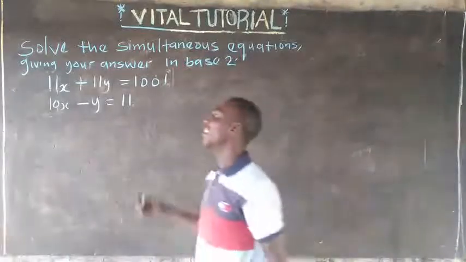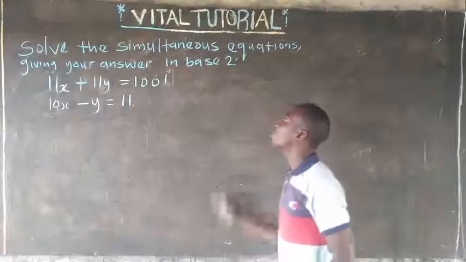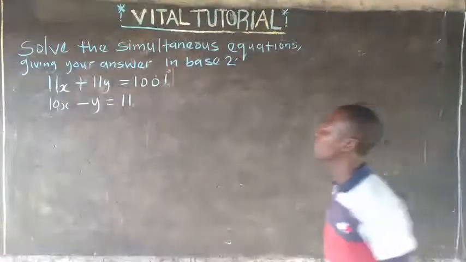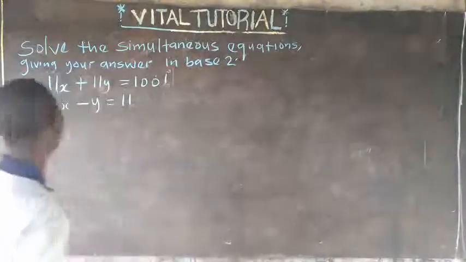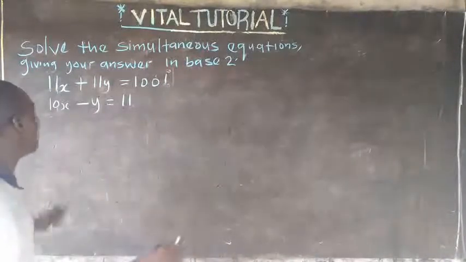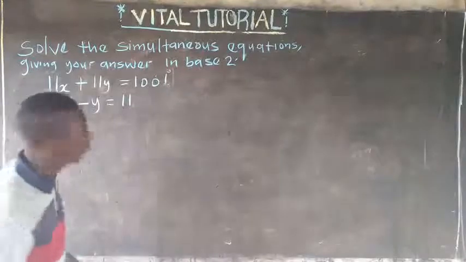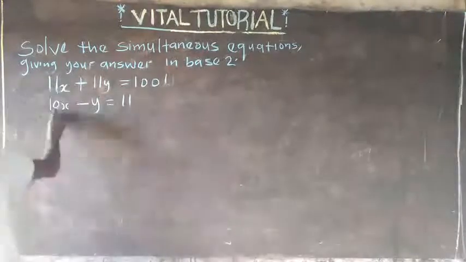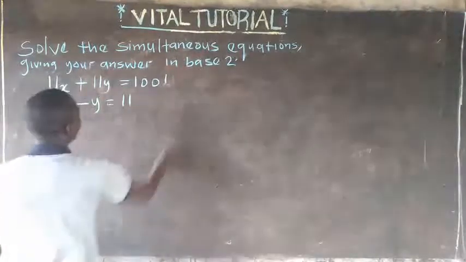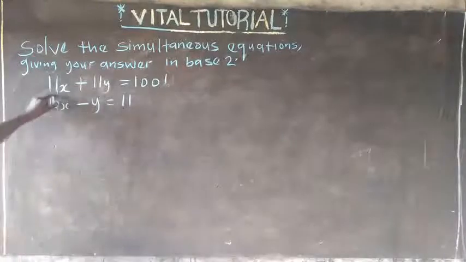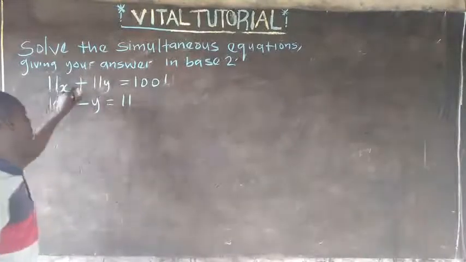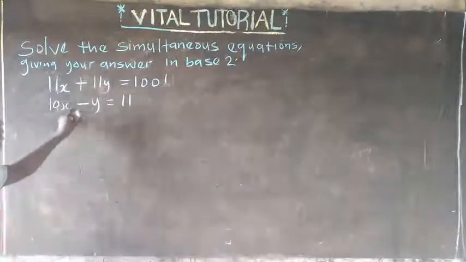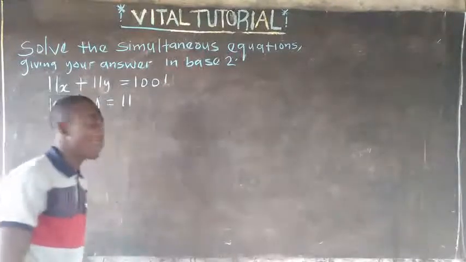In today's video, we'll be looking at the above question. The question says solve the simultaneous equations. Give your answer in base 2. Now, if you look at this: 11x plus 11y equals 1001, and 10x minus y equals 11.